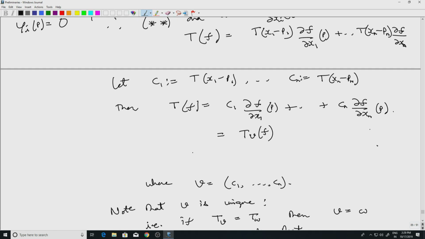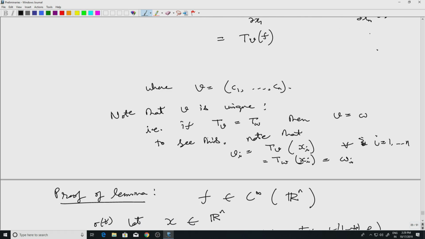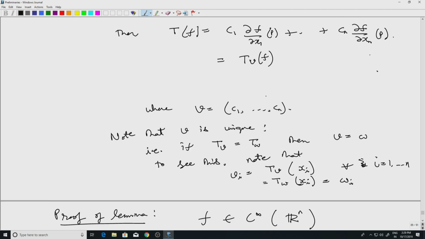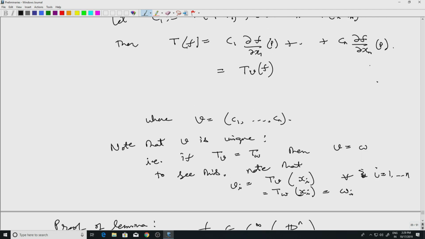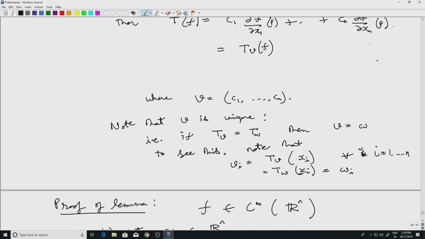And the next thing is to observe that this V is unique. This is almost immediate from what we have discussed so far. So I cannot have Tf equals T_V as well as equal to T_W for two different vectors. The reason is that if T_V equals T_W for some V and W in R^n, then V necessarily has to be equal to W.